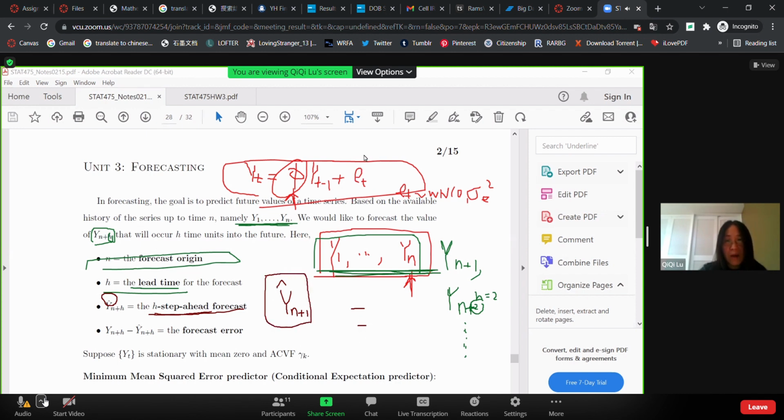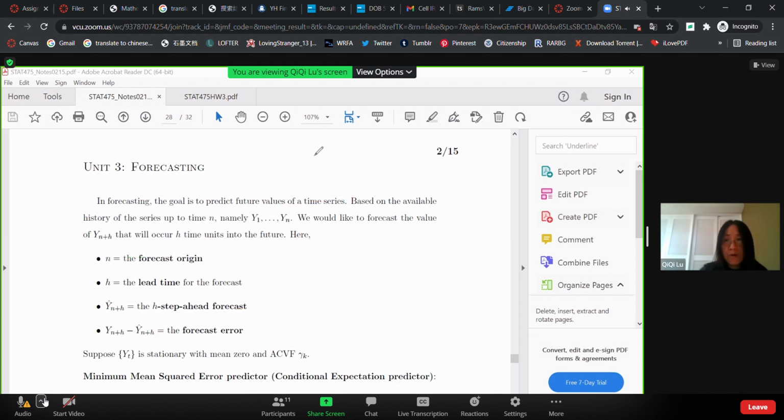And then you have to write it this way. So this is your last data, or the forecast origin here. And then this is the step ahead. So this is 1 step ahead. So basically this is the H here. And then this is the true value, and this is your forecast value. The difference we call the forecast error.